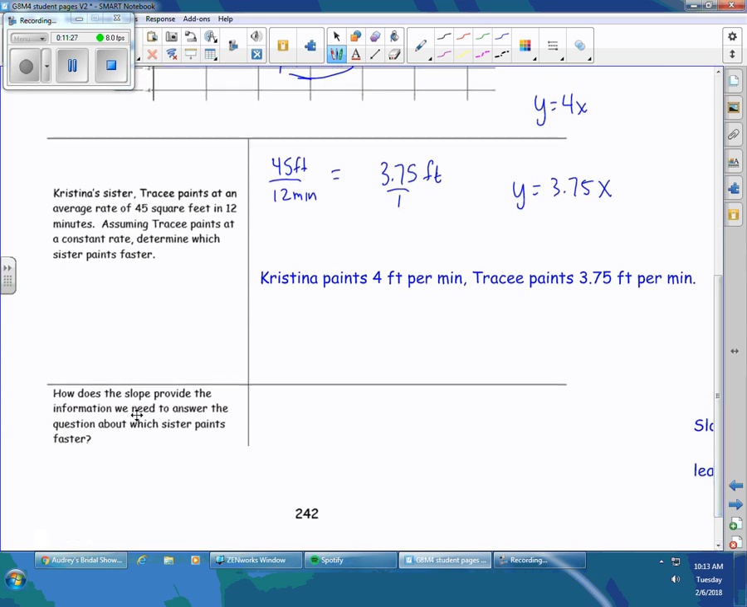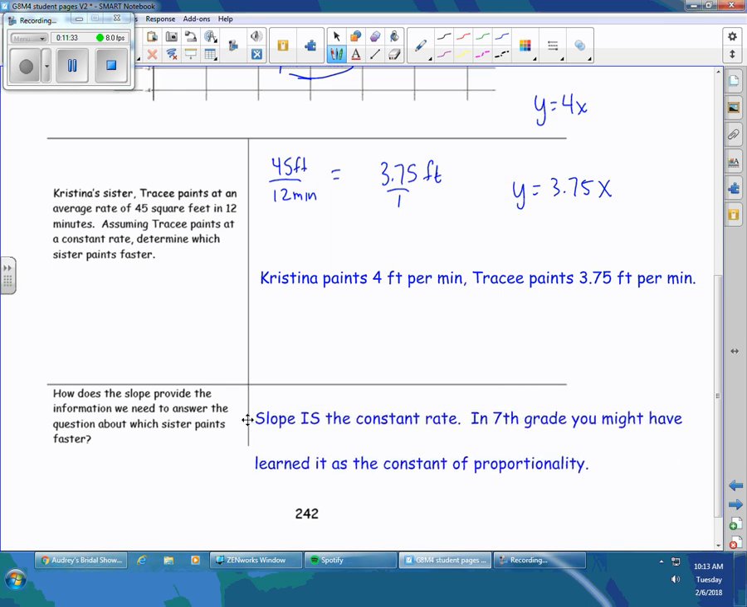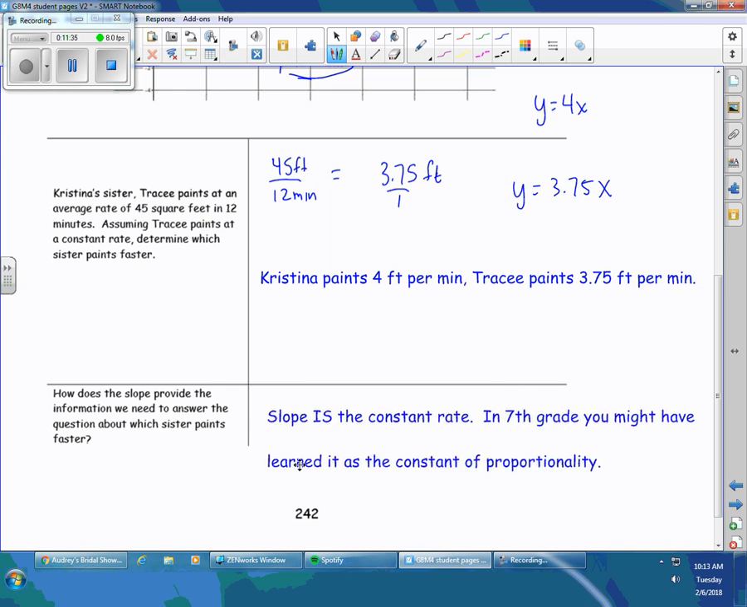How does the slope provide information we need to answer the question about which sister paints faster? Slope is the constant rate. In 7th grade, you learned it as a constant of proportionality, but that's telling us how fast or how slow something is done in a given time interval.